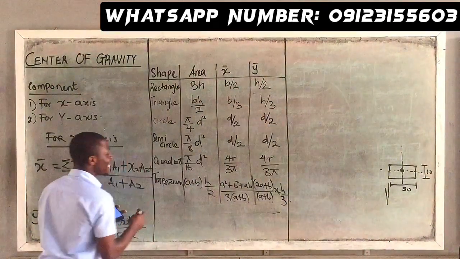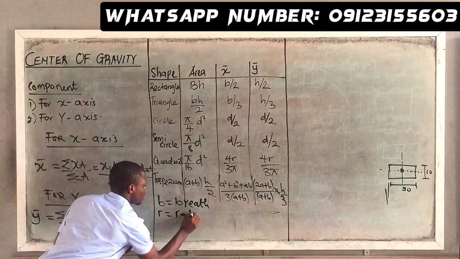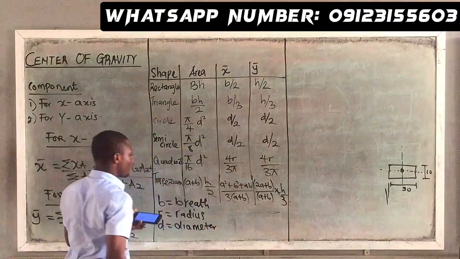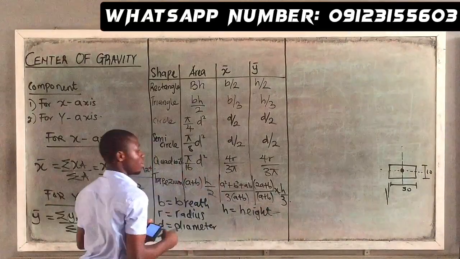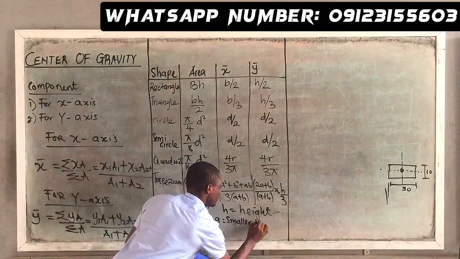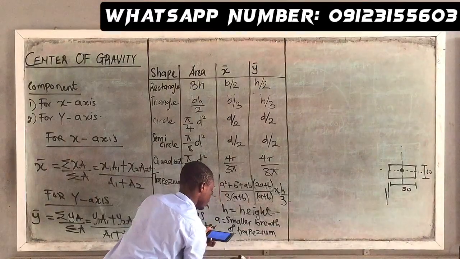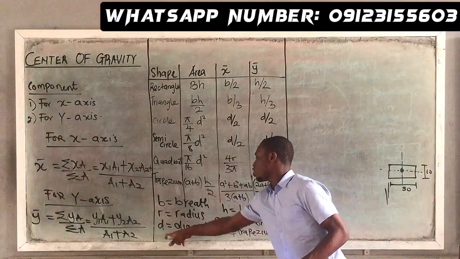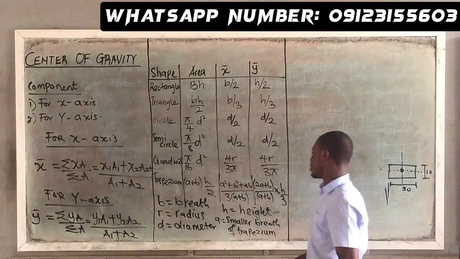Alright, look up. Let's define the parameters here. B is the breadth, R is the radius, D is the diameter, H is the height. So I have A. What will be A? A is called the smaller breadth of the trapezium. So where B is called the breadth, R is called the radius, D is called the diameter, H is called height, and A is called the smaller breadth of trapezium.